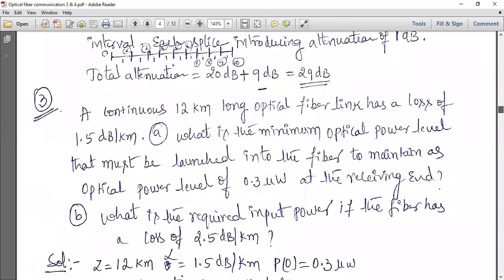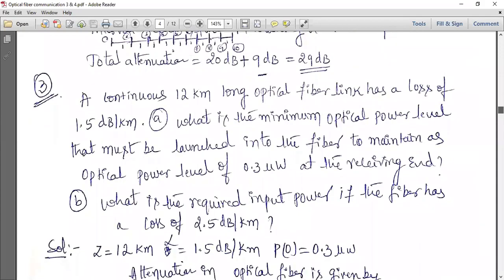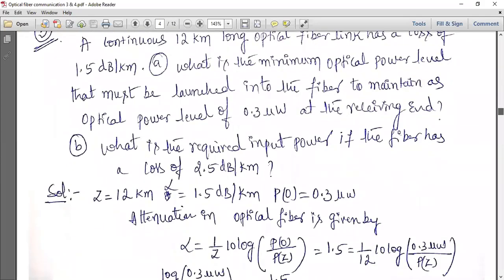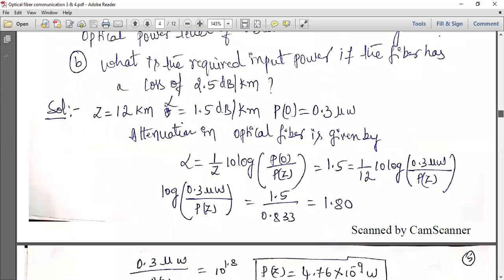The third question: a continuous 12 kilometer long optical fiber link has a loss of 1.5 dB per kilometer. What is the minimum optical power level that must be launched into the fiber to maintain an optical power level of 0.3 microwatt at the receiving end? So that means you have to find P of 0 in your equation. Z is given as 12 kilometer, alpha is 1.5 dB per kilometer, P of Z is 0.3 microwatt. All the things are given, you just have to find P of 0.